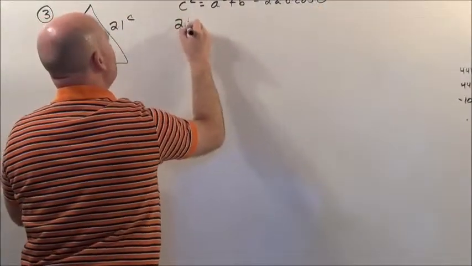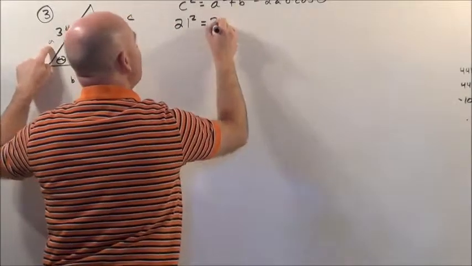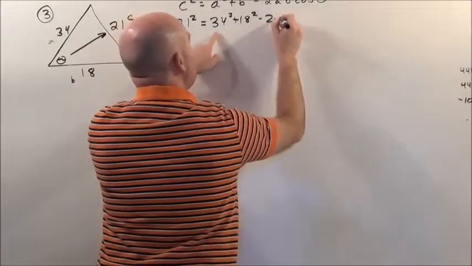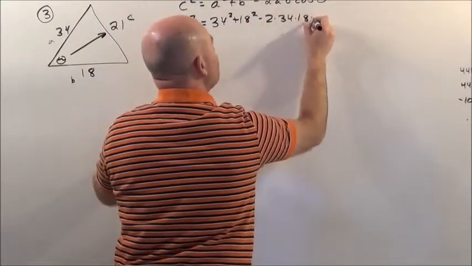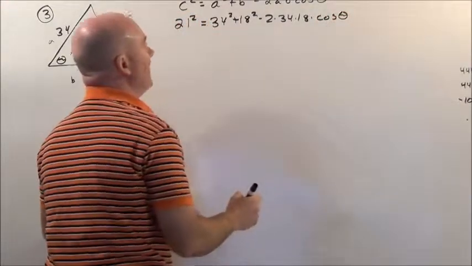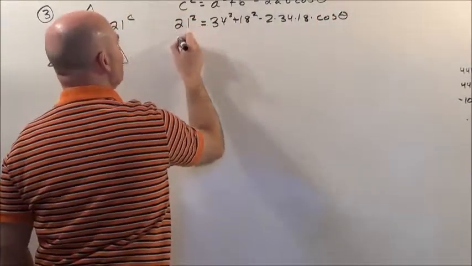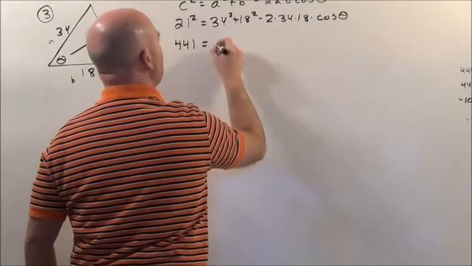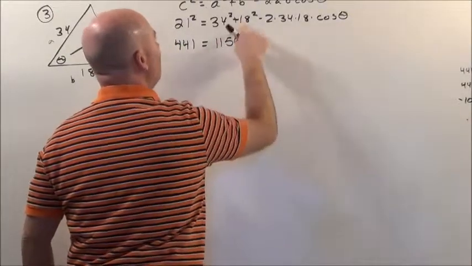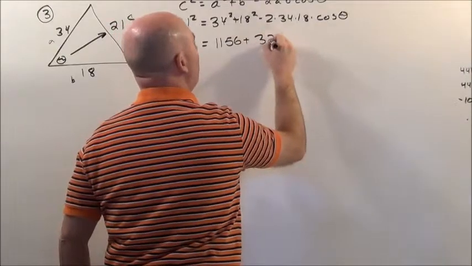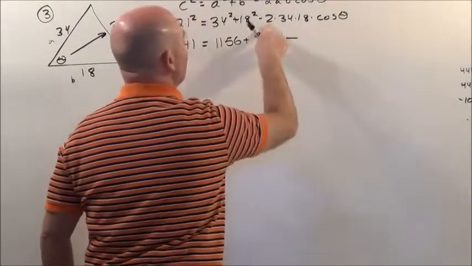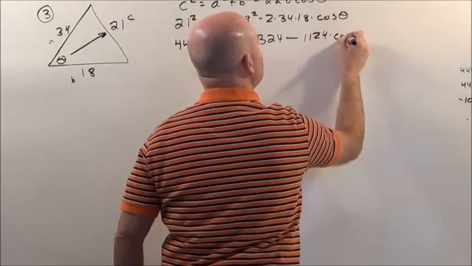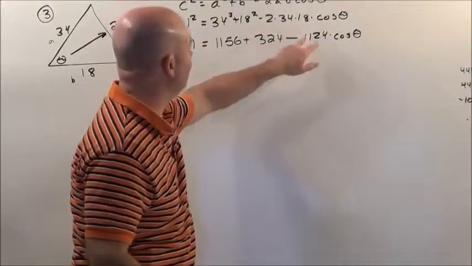C is 21, so it's 21 squared. A I labeled as 34. B is 18. Minus 2 times the A piece, 34, times the B piece, 18, times the cosine of the unknown angle. Now, if we do this, 21 squared is 441. 34 squared is 1,156. 18 squared is 324. Minus, we've got to do 2 times 34 times 18, which is 1,224 times the cosine of theta. So that's what we have there.